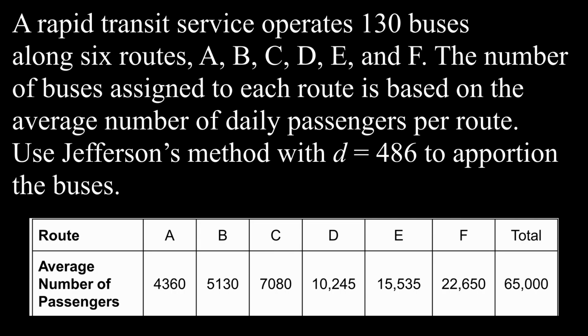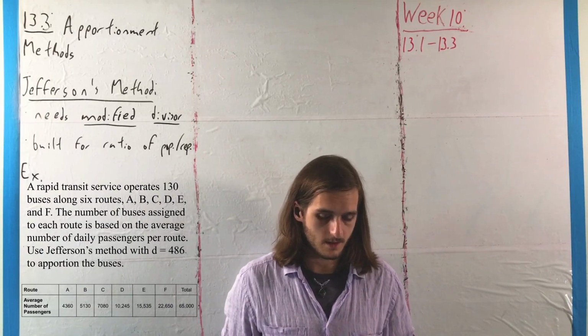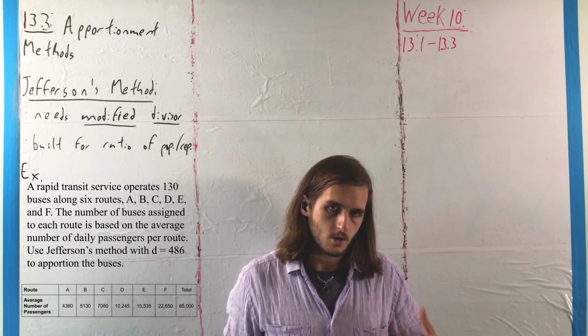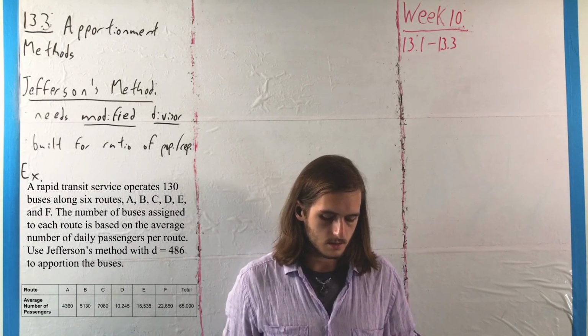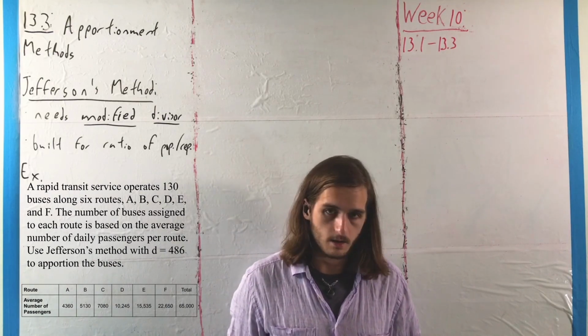For this example, we suppose that a rapid transit service operates 130 buses along 6 routes. The number of buses assigned to each route is based on the average number of daily passengers per route. Use Jefferson's method with modified divisor D equals 486 to apportion the buses. So, we're given the modified divisor, and if we're given the modified divisor, all we really have to do is find the quotas in terms of that divisor.